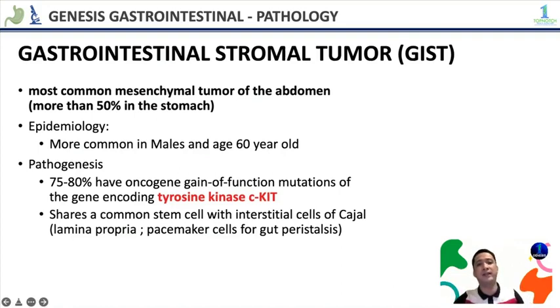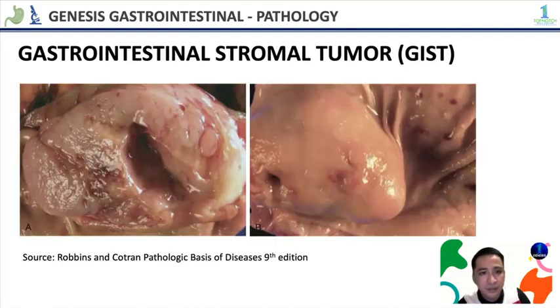That is the clue for this. The tyrosine kinase c-kit. They share a common stem cell with the interstitial cells of Cajal. Remember, this is the pacemaker of the gut, your interstitial cells of Cajal. So you will see here the gross appearance of your gastrointestinal stromal tumor. Usually they present large, usually up to 30 centimeters, solitary, well circumscribed.